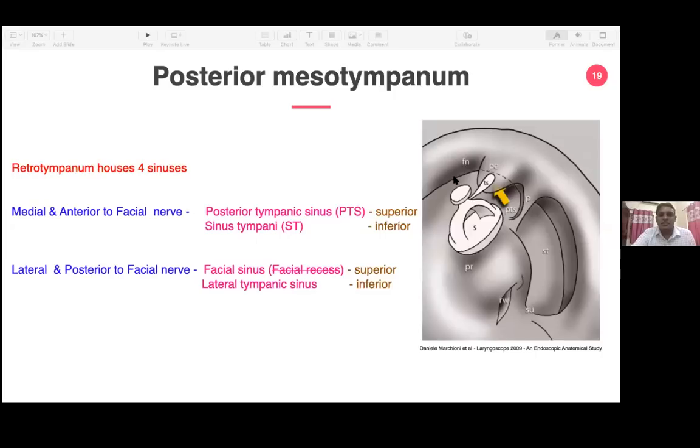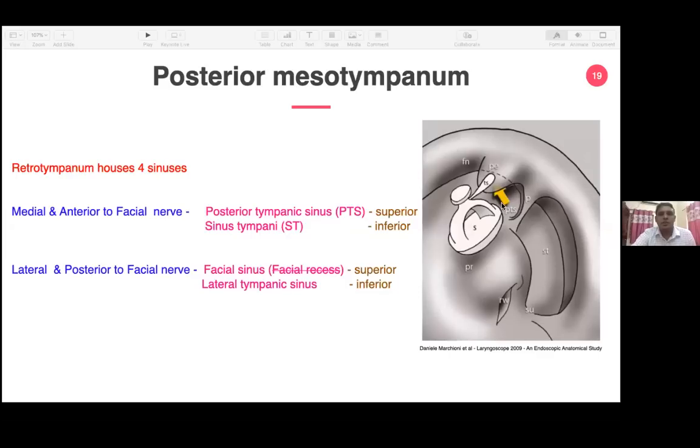If this is the facial nerve, anteromedially we have the posterior tympanic sinus. This is called the PTS, which is in the uppermost portion, and a bigger portion inferiorly is the sinus tympani. Both are medial to the facial nerve. Both are medial to the facial nerve.